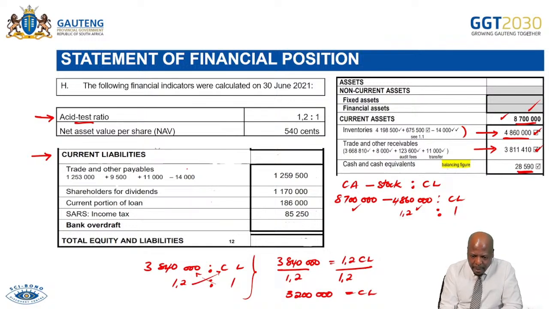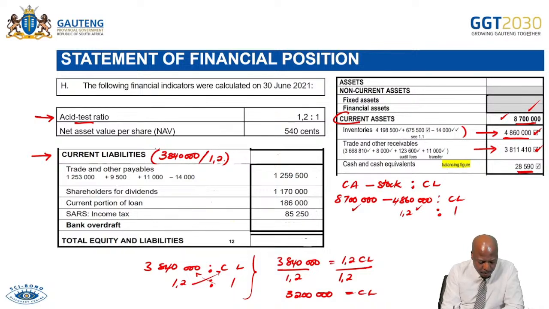So I'll come here now under my current liabilities. I want to show my examiner I know what I'm doing. I took my 3,840,000, which is my current assets, and I divided it by 1.2. And then I ended up with 3,200,000. That is how I got my current liabilities.